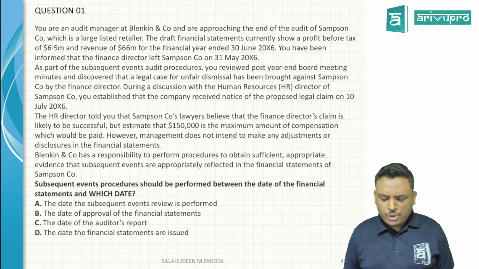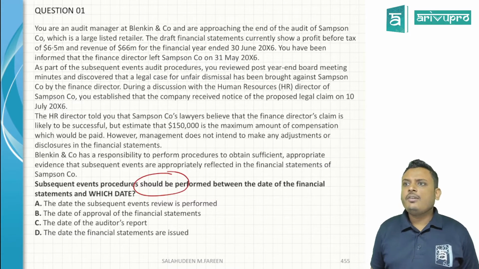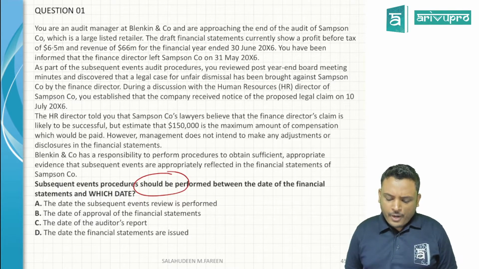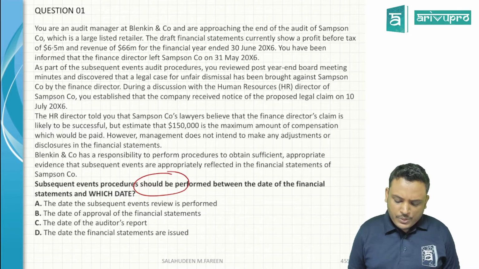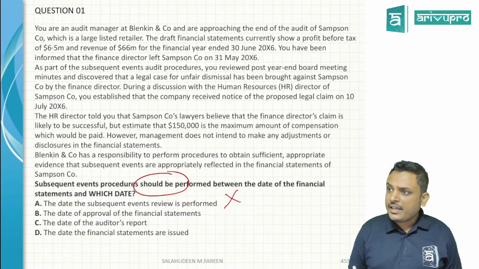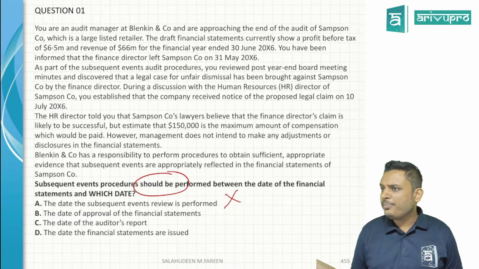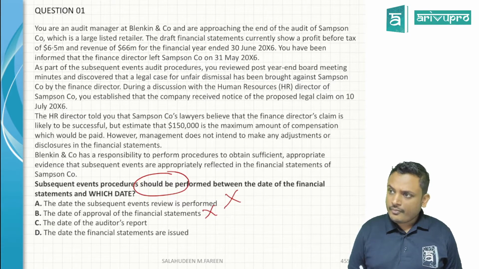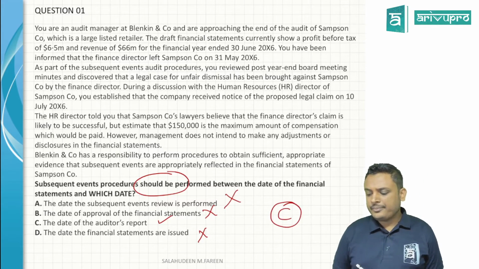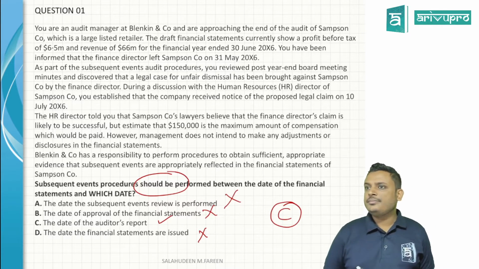Subsequent event procedures should be performed between the date of the financial statement and which date? Option A: the date the subsequent event review is performed. Wrong. Option B: the date of approval of the financial statement, that is, when the financial statement is issued to public shareholders. Wrong. Option D: the date of the auditor's report. Option C: the date the financial statement is issued to management. This one. The correct answer is C. Understood?